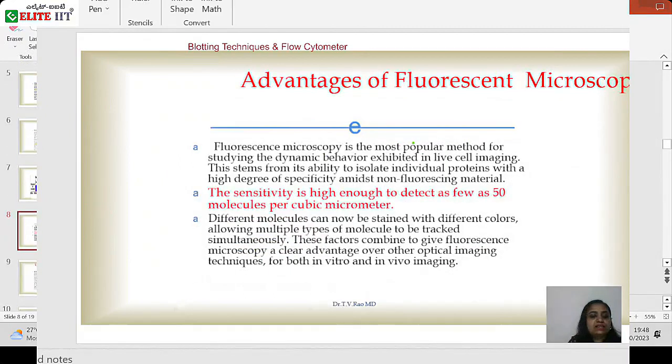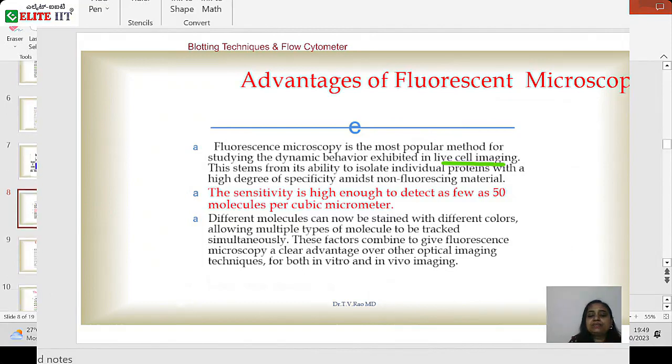Now what is the advantage? Fluorescent microscopy is the most popular method for studying the dynamic behavior exhibited in live cells. So if you want to identify a bacterial cell or any live cell, protozoa cell, you can make an image of the live cell through fluorescent microscopy. This stems from its ability to isolate individual proteins with a high degree of specificity from non-fluorescent ones. So you can separate fluorescent compounds from non-fluorescent compounds in this microscopic study.